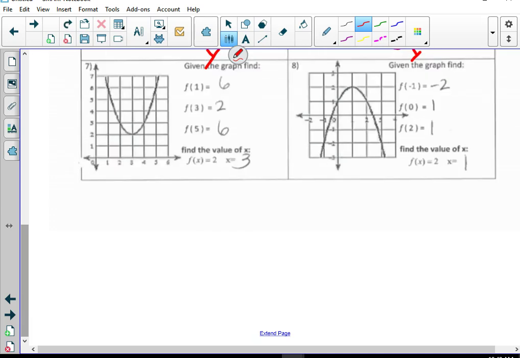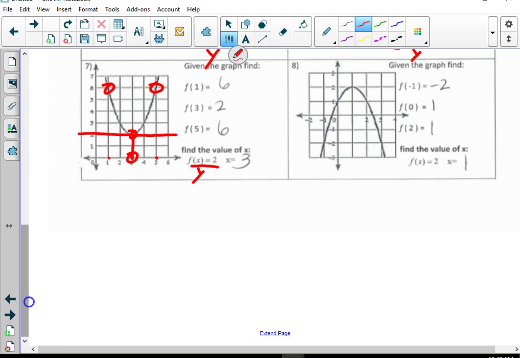All right. Number 7, more of the same. If x is 1, where's y? 6. If x is 3, where's y? 2. If x is 5, where's y? 6. And this is going backwards. If y is 2, what's x? 3.